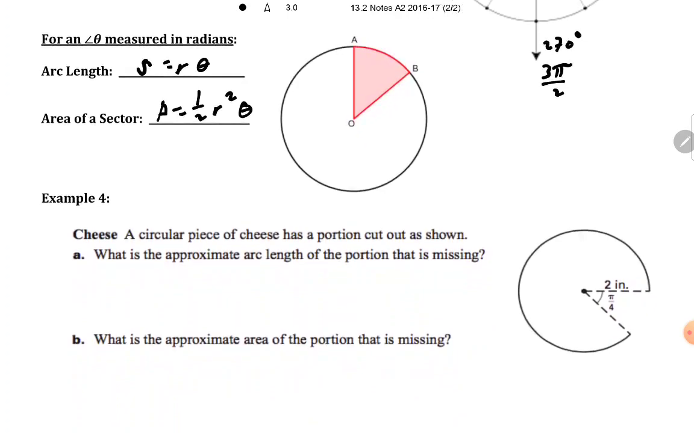Cheese. A circular piece of cheese has a portion cut out as shown. What is the approximate arc length of the portion that is missing? So S equals R theta. So S equals 2 times pi over 4, which is 2 pi over 4 or pi over 2 inches. Because they tell us the radius is 2 and the angle in radians is that.